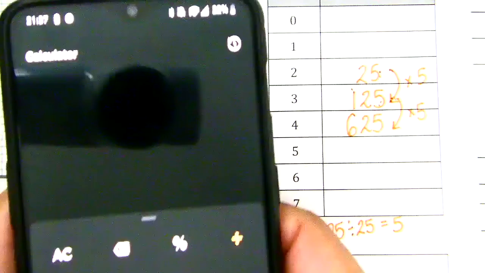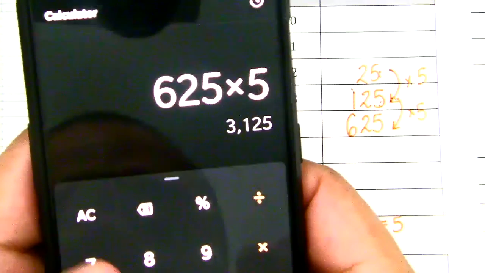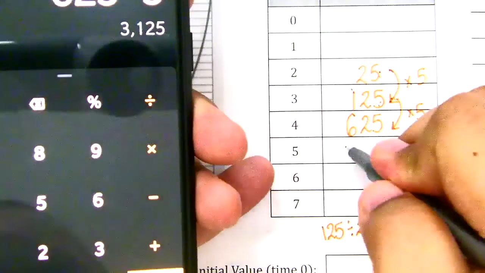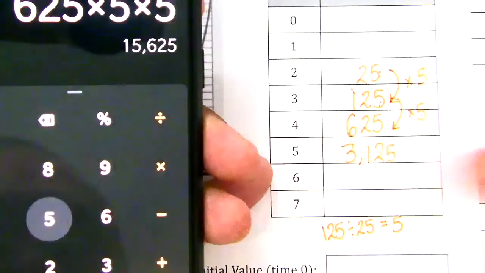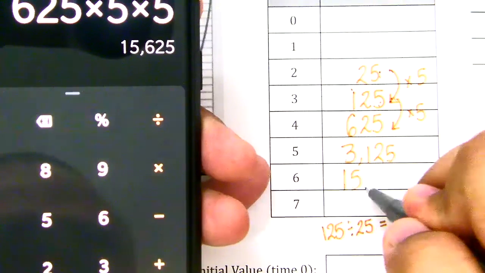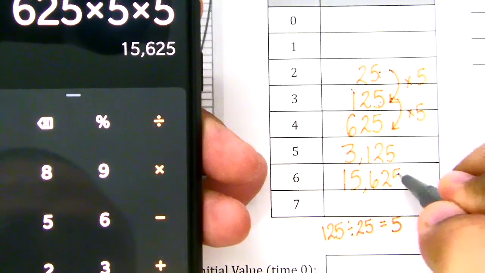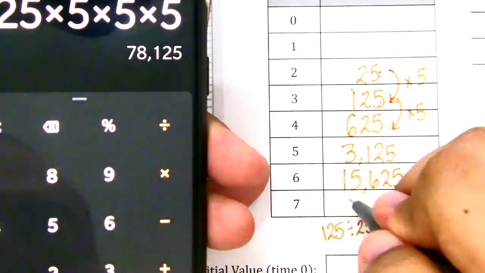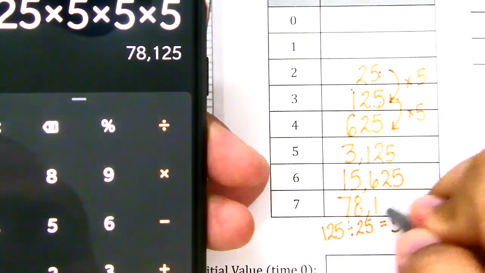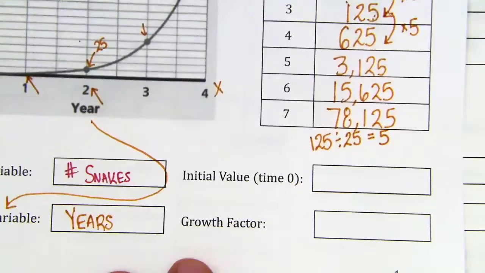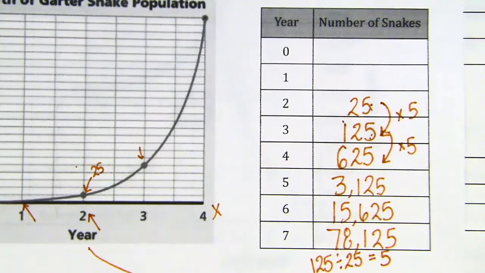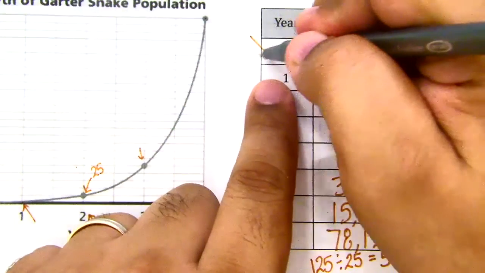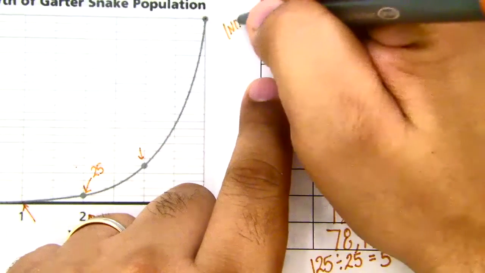So I'm going to do 625 times 5. I get 3,125. Again, I multiply that by 5. I got 15,625. One more time, 78,125. So I know my growth factor is 5, but I still need to figure out what my initial value is. Remember, the initial value is going to end up being right here at time 0.